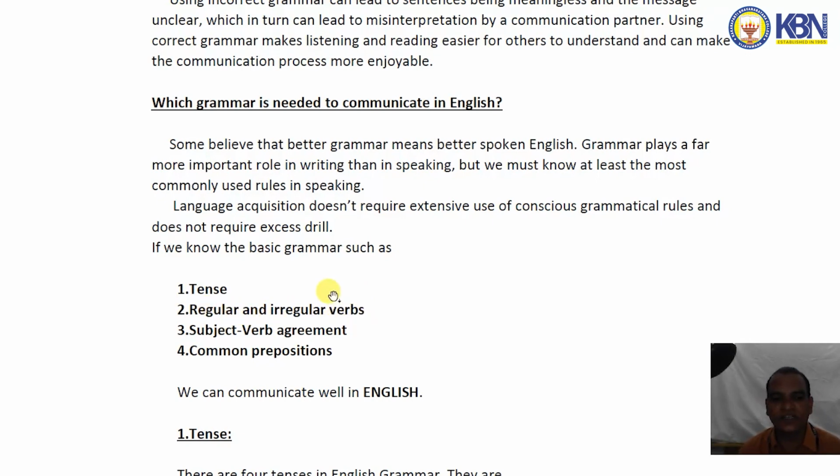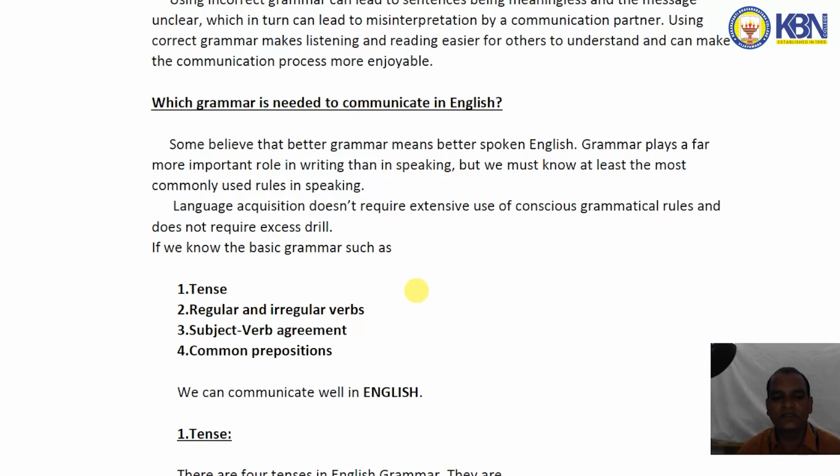Then let us see once again. There are 4 topics in English grammar. If you want to communicate with our partner well, we have to go through the 4 topics. Then what are the 4 topics? The first topic is tense, and the second topic is regular and irregular verbs, and the third topic is subject verb agreement, that is called concord, and the fourth topic is common prepositions.